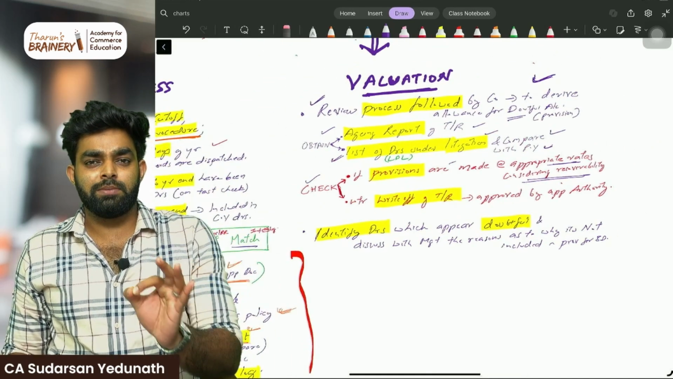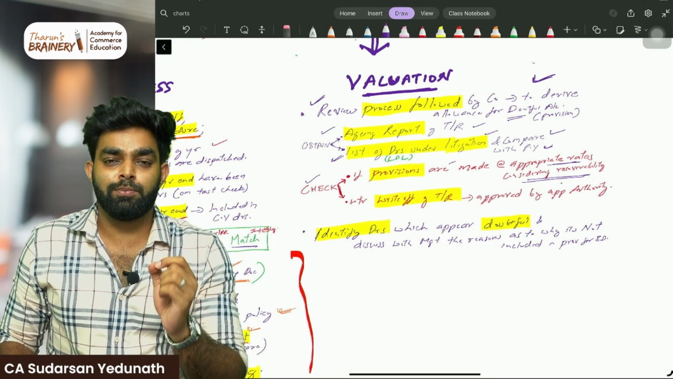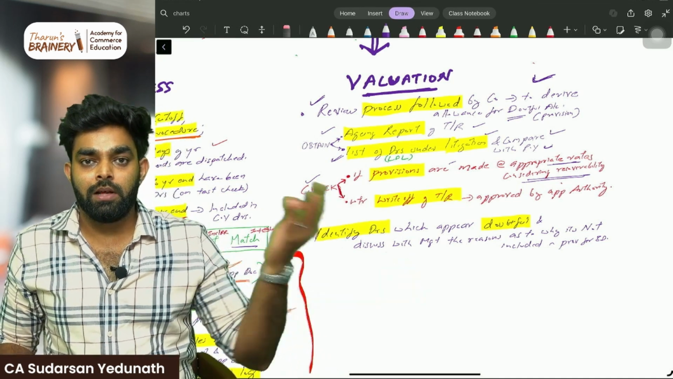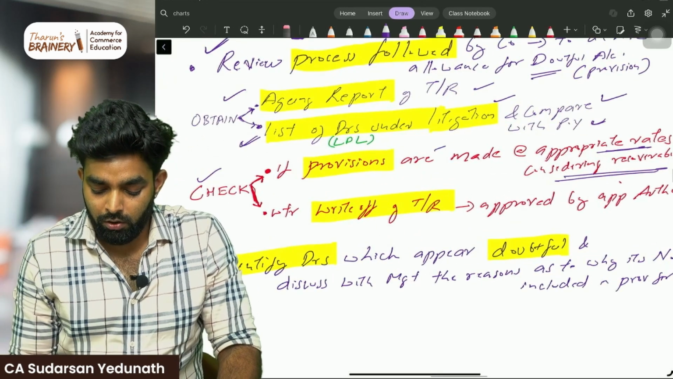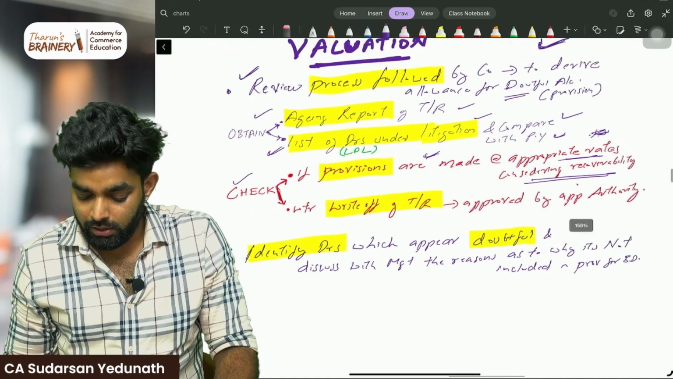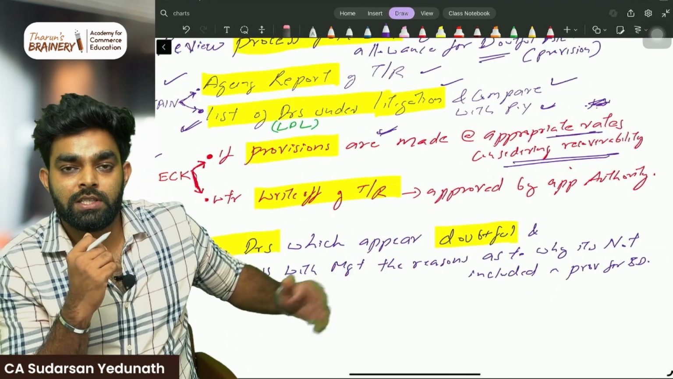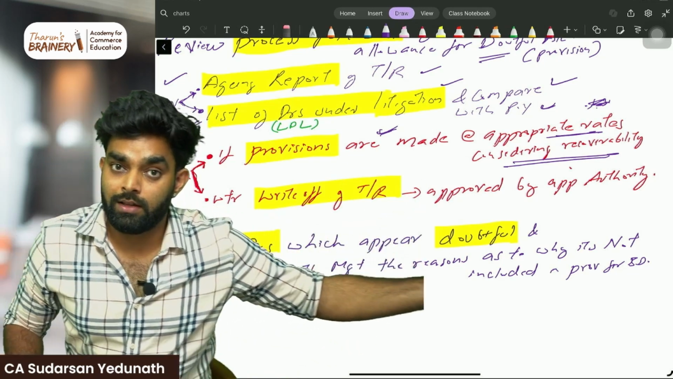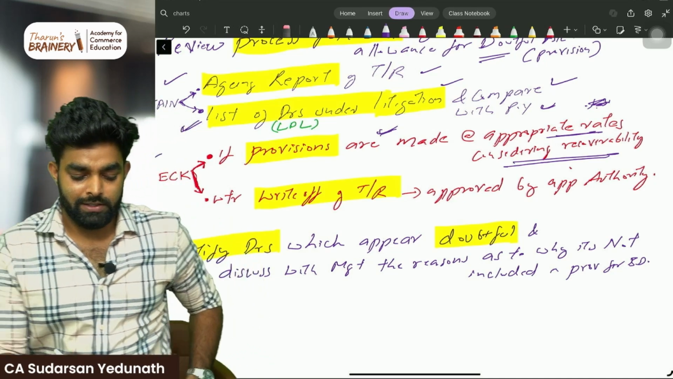Whether provision is made at the appropriate rate. For example, a debtor is overdue for more than 3 years. The company has put only 10% provision. How is that reasonable? If a debtor has not even paid the money for 3 years, at least 50% provision should be there, right? So check whether all the provisions are made at appropriate rates, appropriate percentage, 30%, 20% or not, considering the recoverability. Imagine a debtor is only due for 6 months, but the company has put 70% provision. Why is that? And similarly, another debtor who is due for 3 years, but only 20% provision. It's not reasonable. Check all those things.